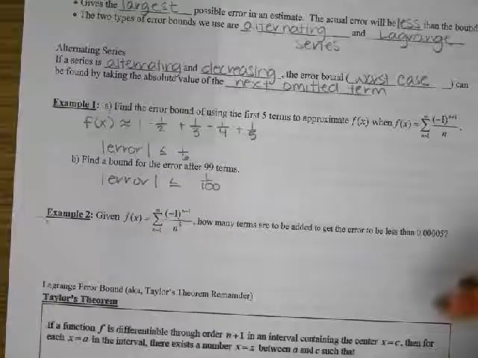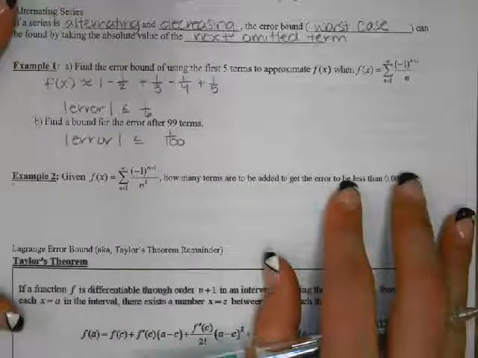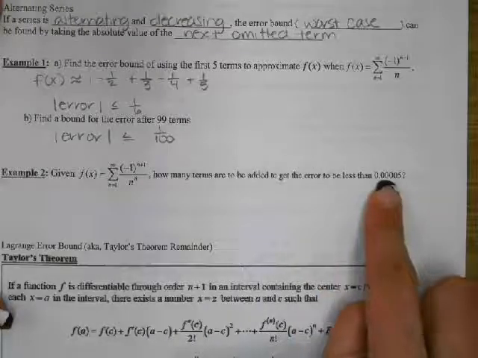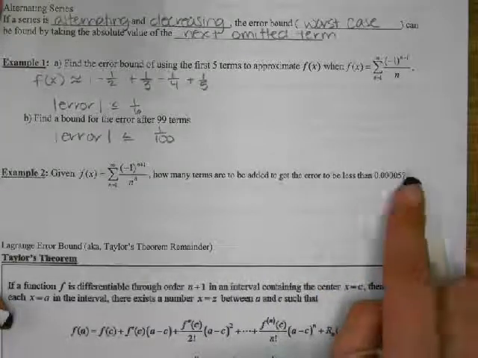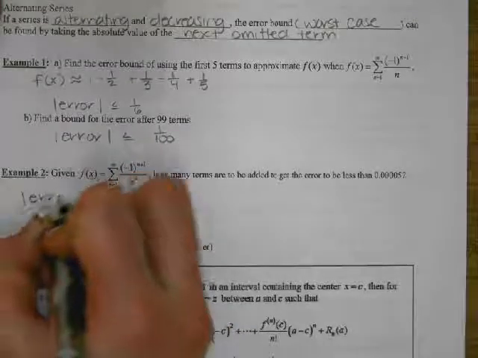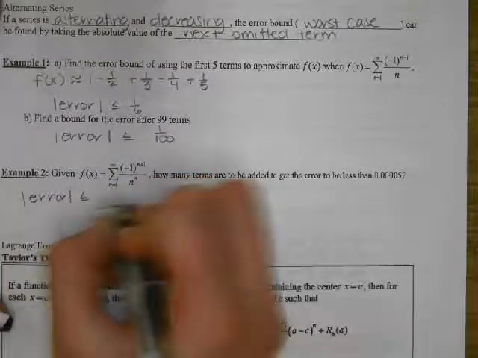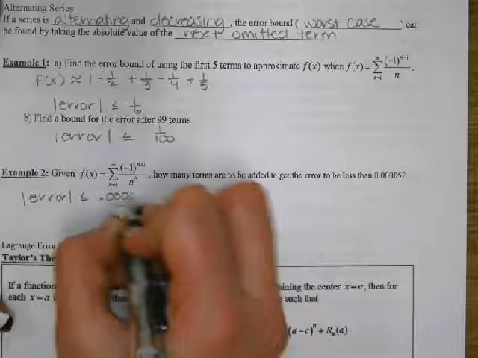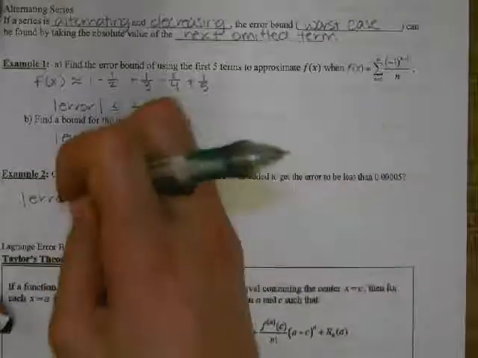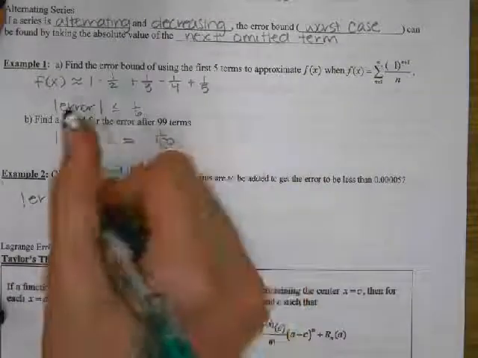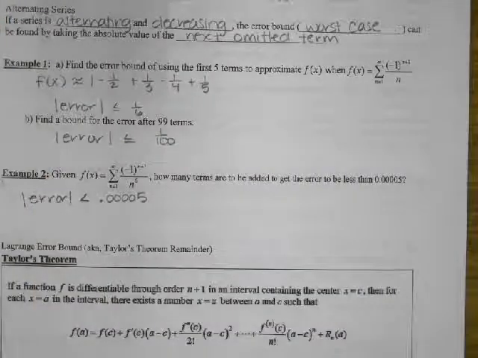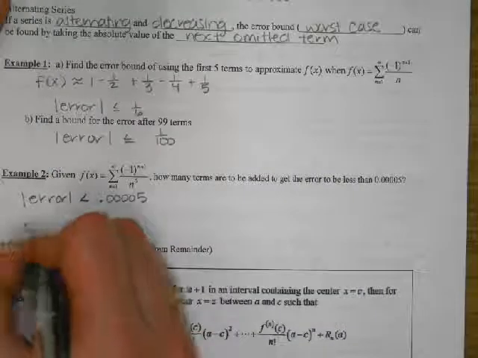All right. So here they're saying how many terms do we need to add to have an error that is less than 0.00005? So I'm going to say that my goal is that my error is less than or equal to 0.00005. Although it just says less than, so we shouldn't say equal to, we're just going to say less than. Okay, so the error that we want is that 0.00005.